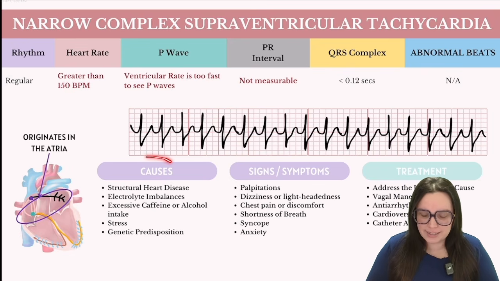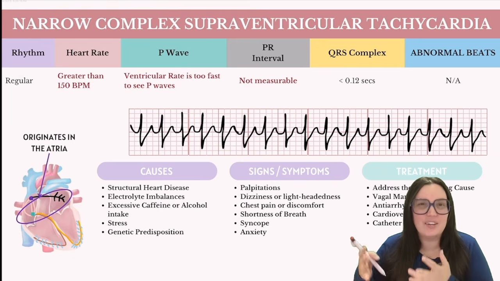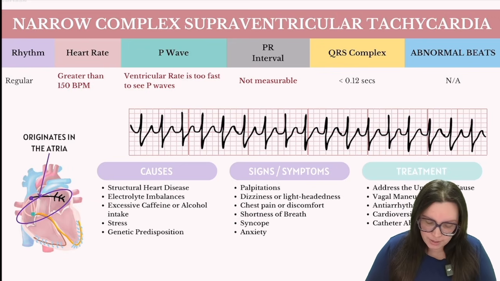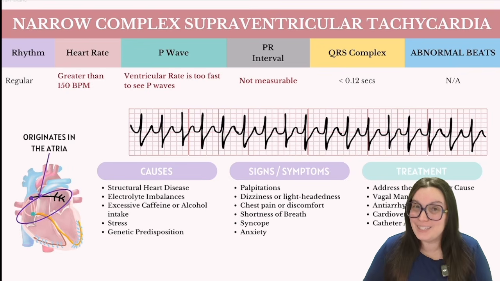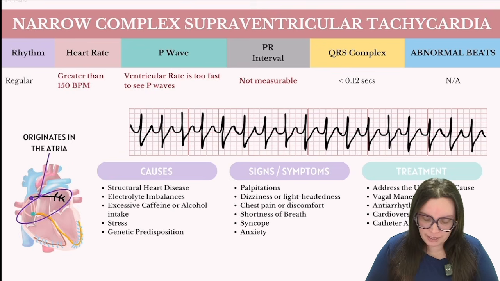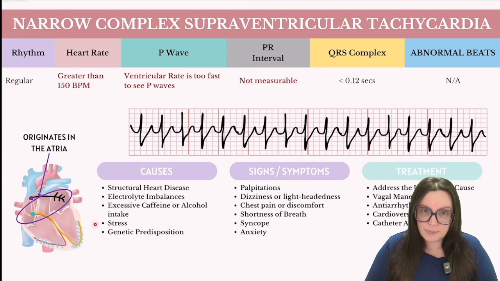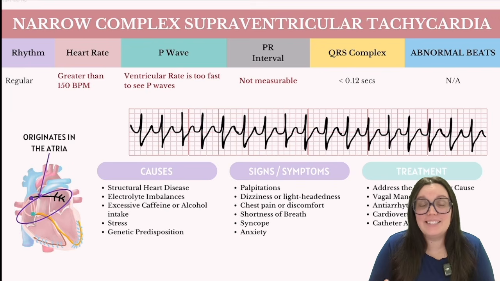So what are some of the causes that we're going to see behind SVT? Well, we could see structural heart disease. Anytime we have some kind of underlying heart condition, it can ultimately predispose us to having SVT. You can also see electrolyte imbalances, particularly abnormalities when it comes to potassium and magnesium levels. Excessive caffeine and alcohol intake can actually exacerbate or trigger these episodes. The same thing goes when it comes to stress. Emotional and physical stress can initiate SVT. And then lastly, some individuals just have a genetic predisposition when it comes to SVT. There's a lot of different genetic factors that can ultimately lead to the development of SVT.